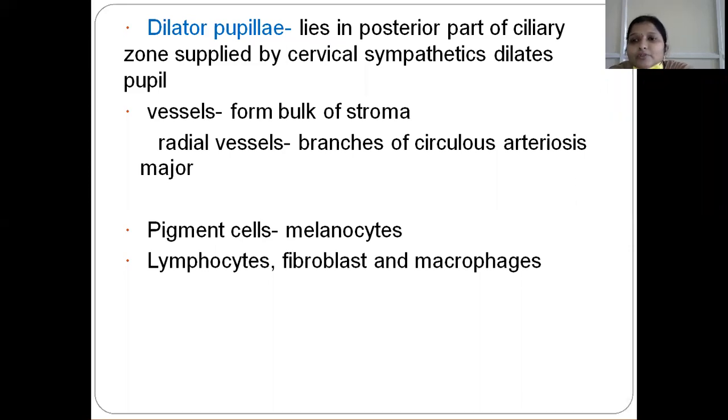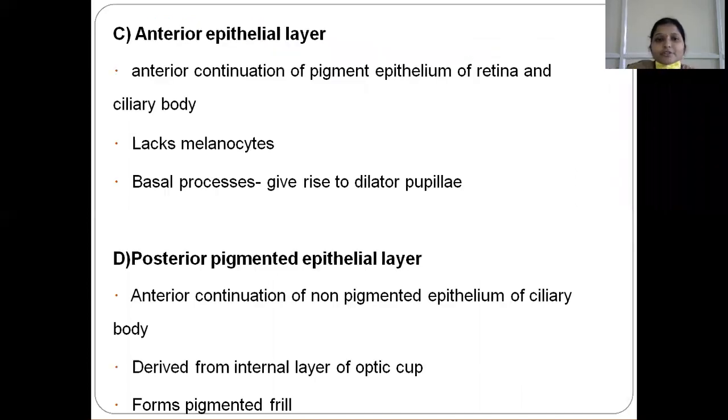The other bulk of the stroma is formed by vessels. They are arranged in a radial pattern, which is responsible for the occurrence of radial streaks in the iris. It also contains various cells like melanocytes, lymphocytes, fibroblasts, and macrophages.